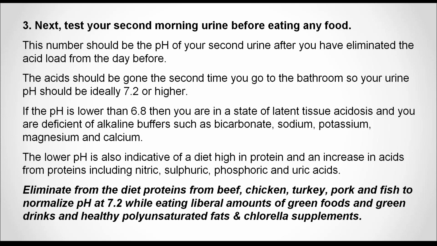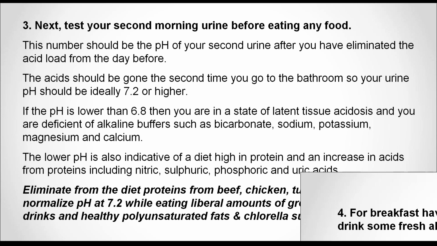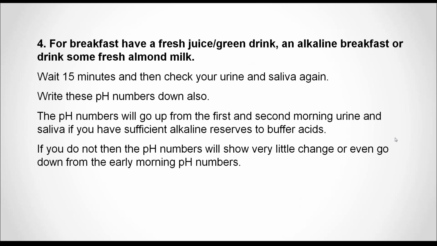The lower pH is also indicative of a diet high in protein and an increase in acids from proteins, including nitric, sulfuric, phosphoric, and uric acids. So if you are getting that reading, eliminate from the diet proteins from beef, chicken, turkey, pork, and fish to normalize your pH at 7.2. And eat liberal amounts of green foods, green drinks, healthy polyunsaturated fats, and chlorella supplements. For breakfast, have a fresh juice, green drink, an alkaline breakfast, or drink some fresh almond milk.